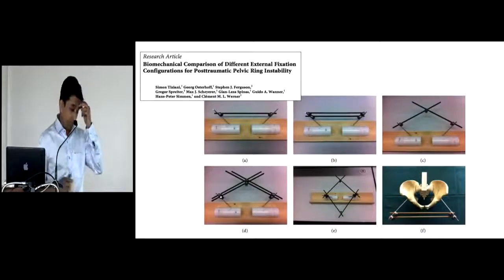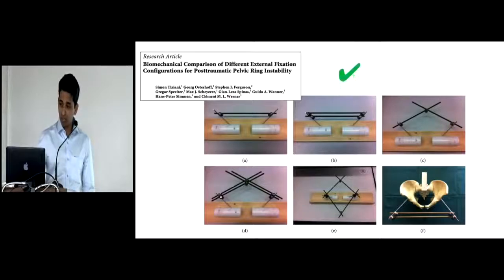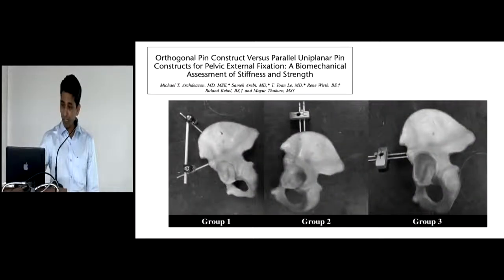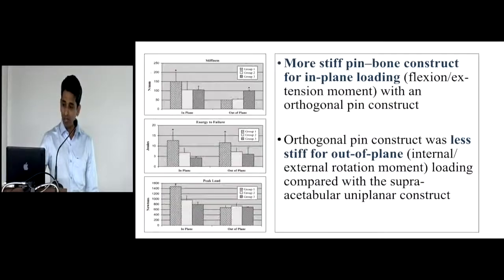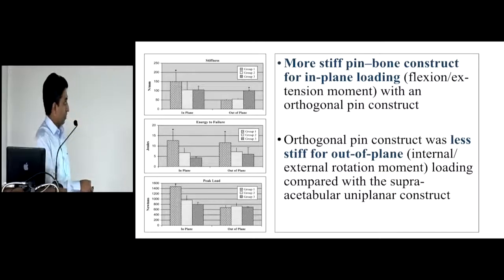Biomechanical comparison of different frame designs was done, and it has been found that the two straight rod frame was one of the strongest fixations of the pelvis amongst all these frames. Again, orthogonal fixator versus the supraacetabular or iliac crest fixator was compared. It was seen that when there is in-plane loading, that is, the open book and closed book injury, the orthogonal fixator is much better.